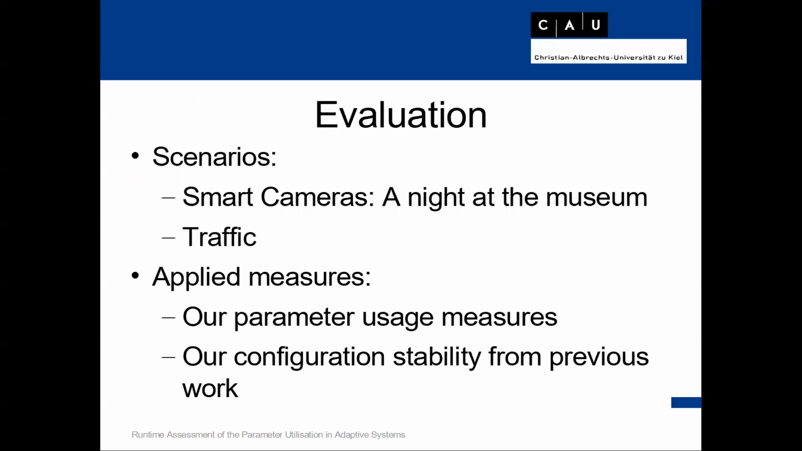So we have an evaluation section with 2 scenarios. The first scenario is a smart camera scenario. We call it the night at the museum. And the second one is a traffic simulation. To both scenarios, we apply the 2 new measures, the 2 parameter usage measures of this paper. And for comparison, one of our previous measures, which we call the configuration stability measure.